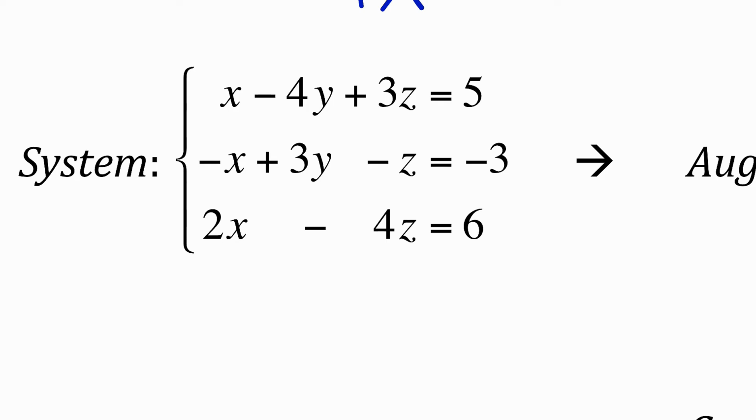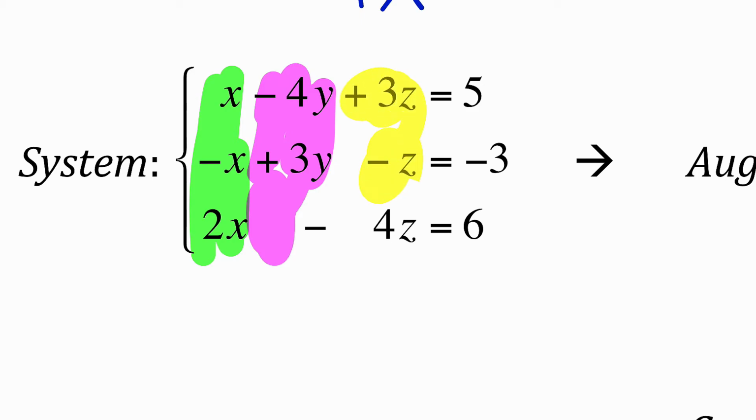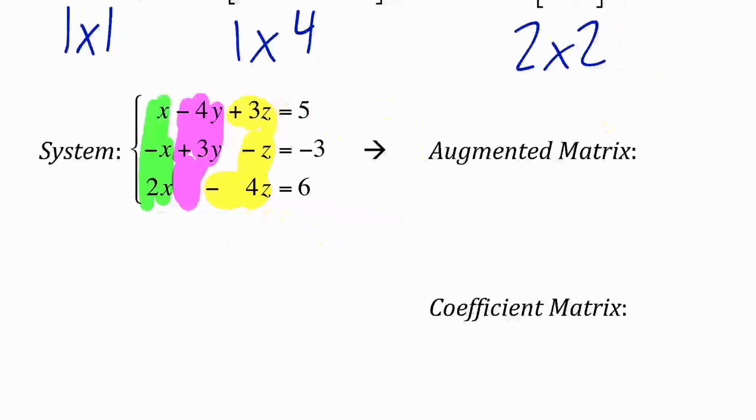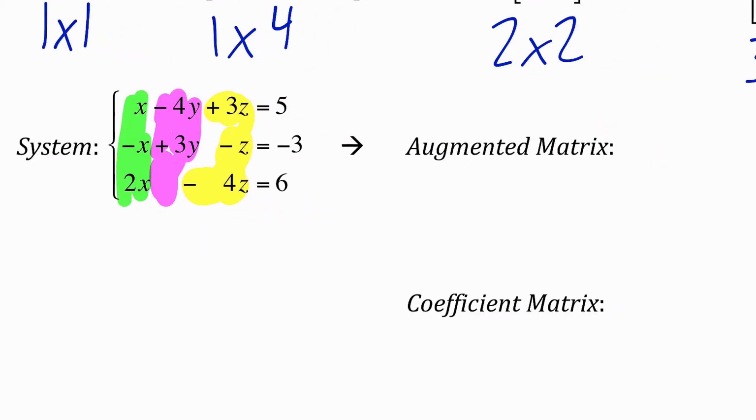I'm just going to go through and highlight each variable. So we've got the x's, we've got the y's. I'm going to highlight the fact that there's no y there. And then finally our z's, I'm going to do in yellow here. So in an augmented matrix, we're just going to focus on the coefficients.